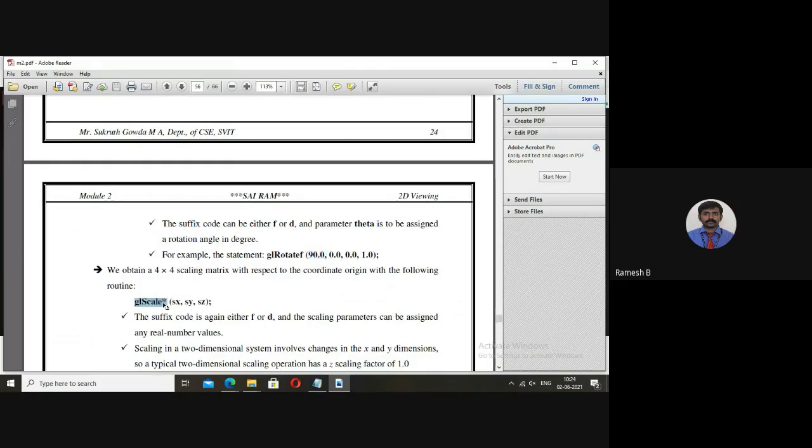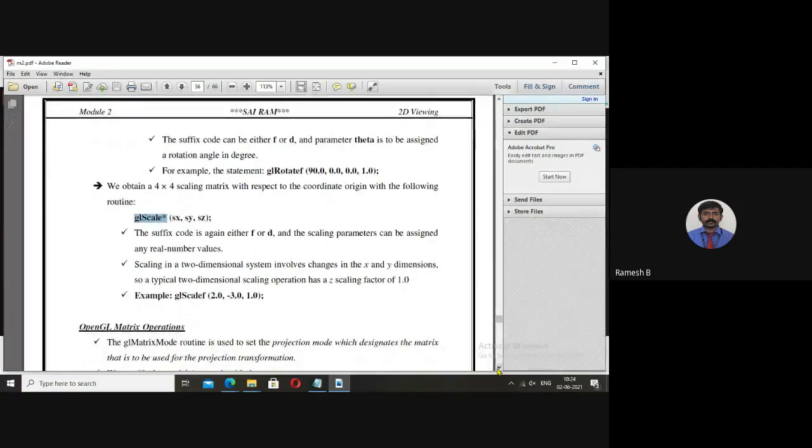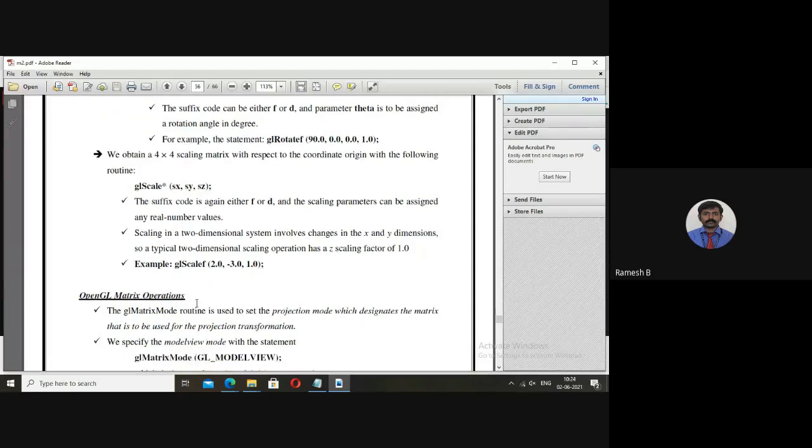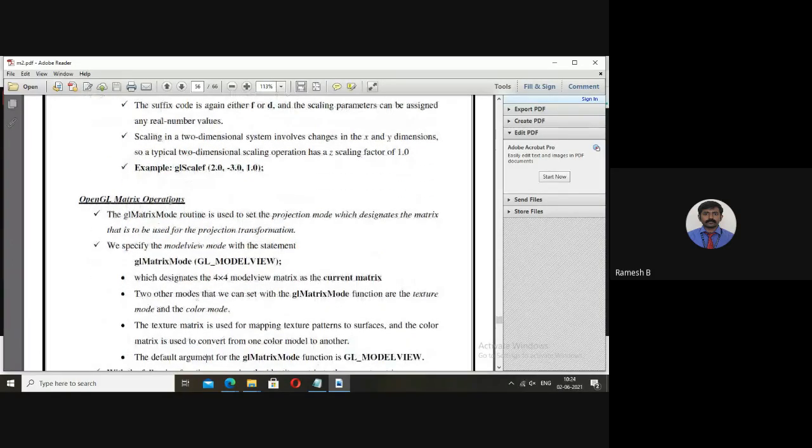Similarly scaling, one more method like scaling, gl scale, it does the scaling. Here we are mentioning the float values. That's why we have used scale f. Now similarly you must know the matrix operations. Whenever we do the changes in the object, that is performed by using the matrix internally. So there are different modes of projecting an object, or displaying the object, that is the projection mode, or the texture mode, or the color mode.